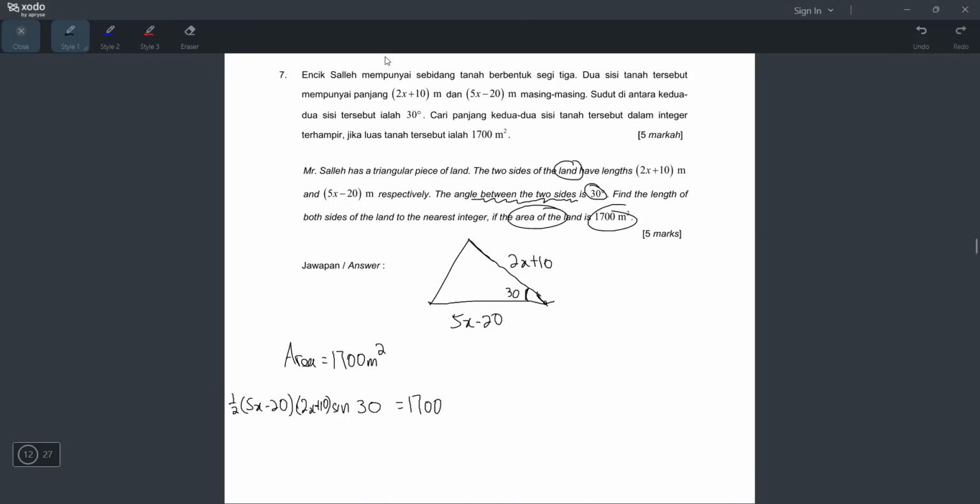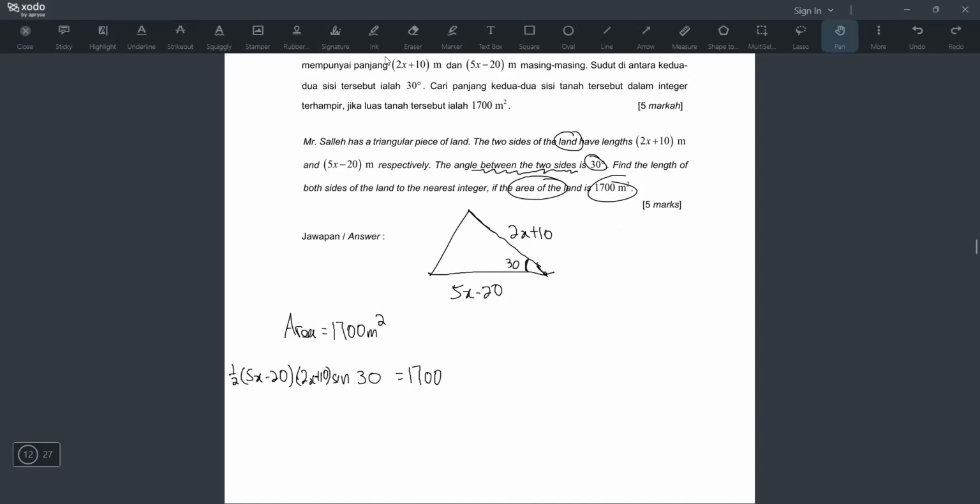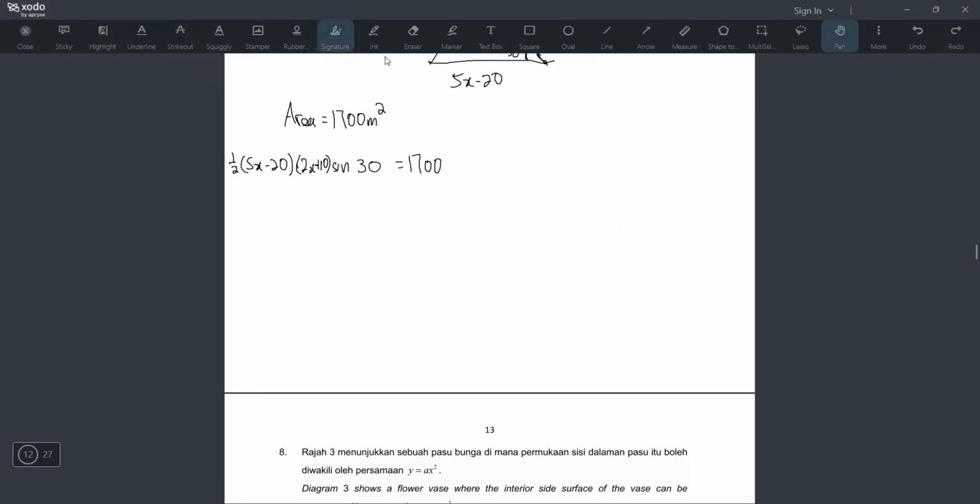So how do we solve this? I think you did also correct already, right? Yeah, meter square, meter. Yeah, so yeah. So now we can solve for x, but we have to calculate slowly. So let's press sine 30 first. So what is sine 30? 1/2, right? And then the 1/2, you will times with 1/2 here, becomes 1/4, right?